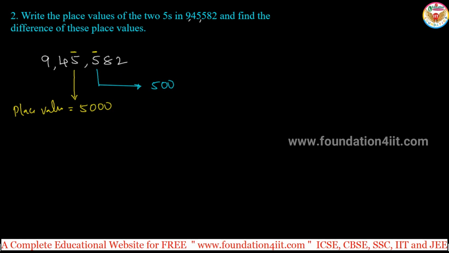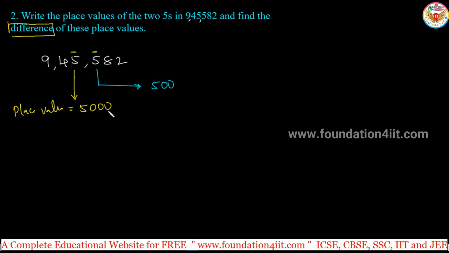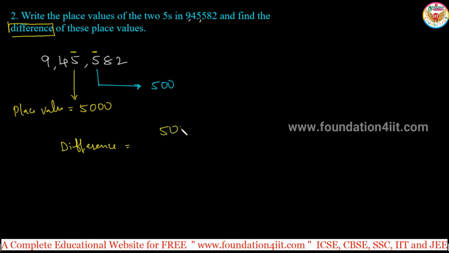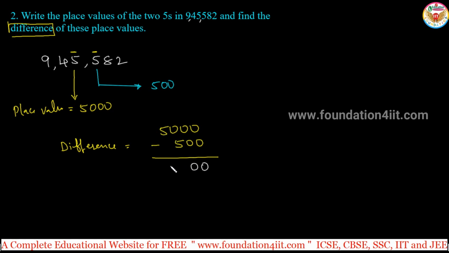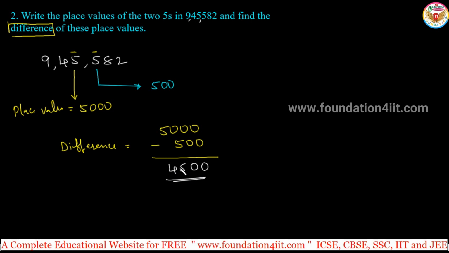As per the question, we need to go for the difference. Find the difference of these place values. So thousands place is bigger than hundreds place, so we need to go for subtraction. So difference is equal to 5,000 minus 500. So 0, 0, and carry, 4. 5,000 minus 500, so 4,500. Right? This is the answer for this.